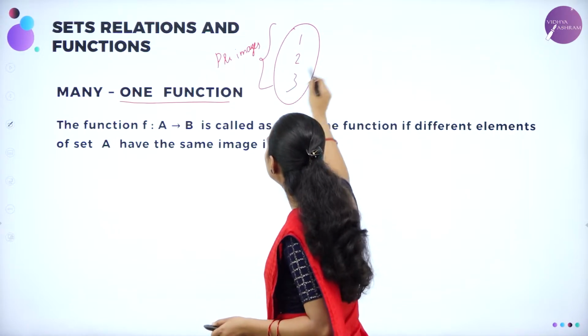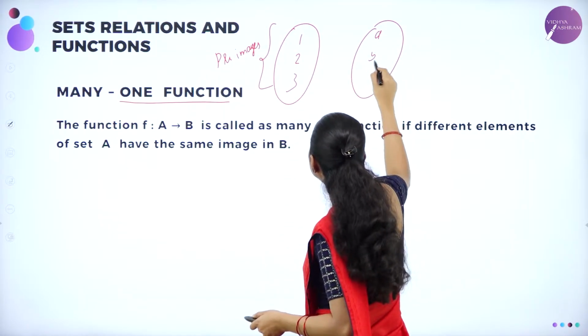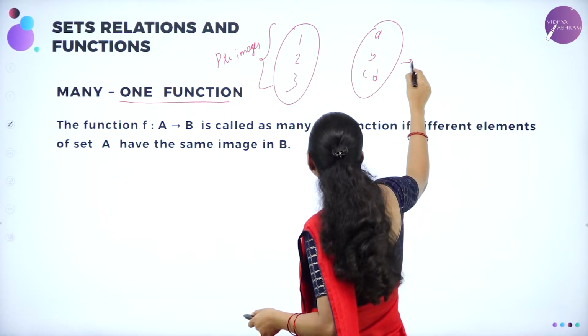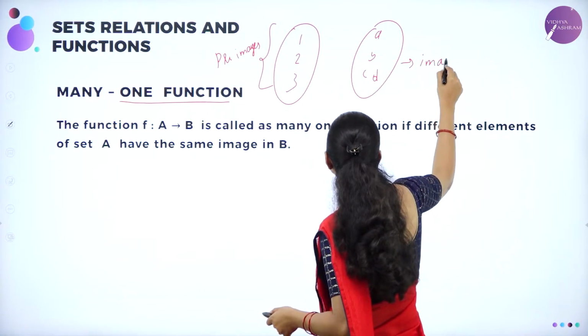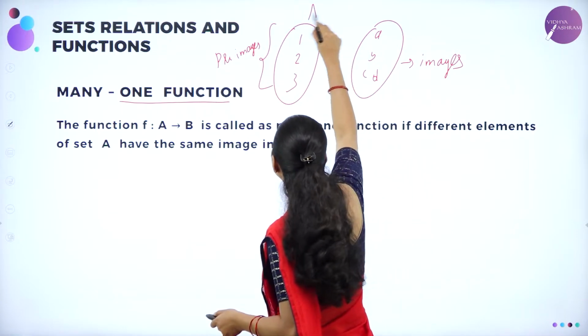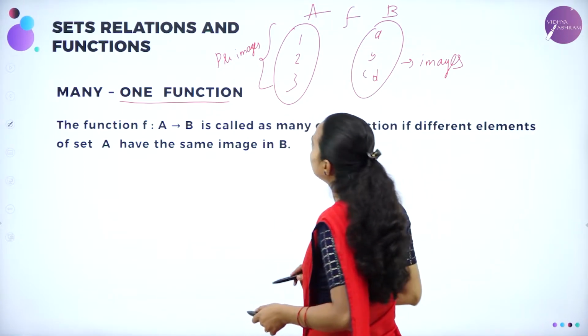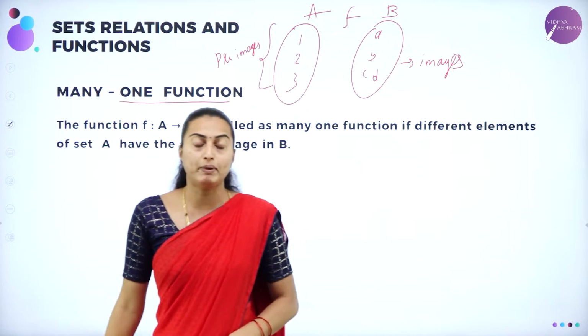That is 1, 2, 3. And these elements A, B, C, D are going to be known as the images. This is a function from A to B. I am going to take it as f from A to B is a mapping.